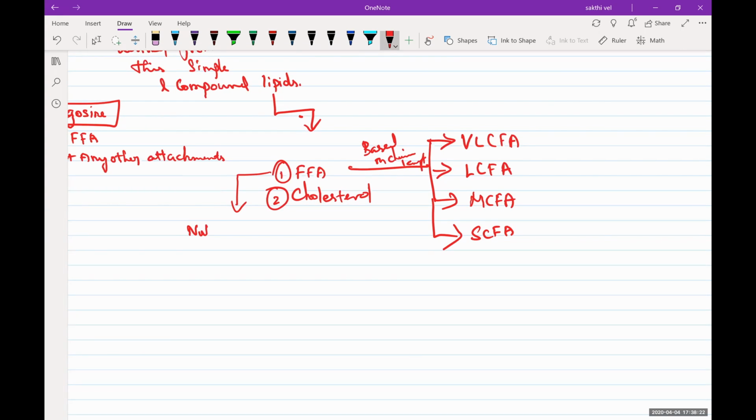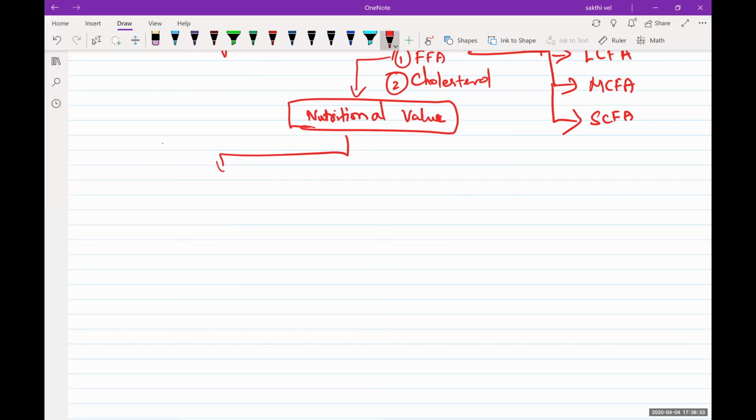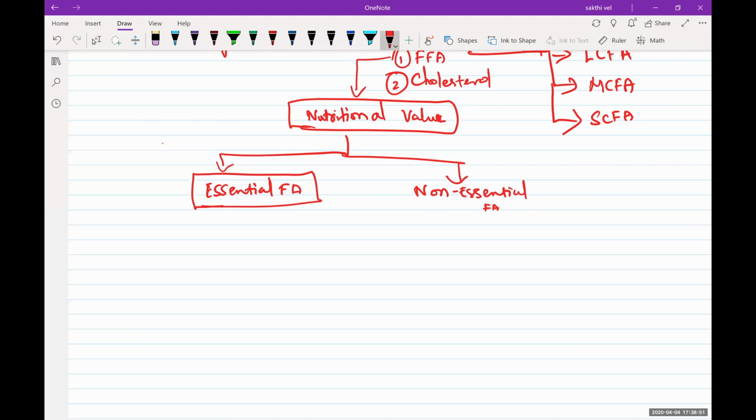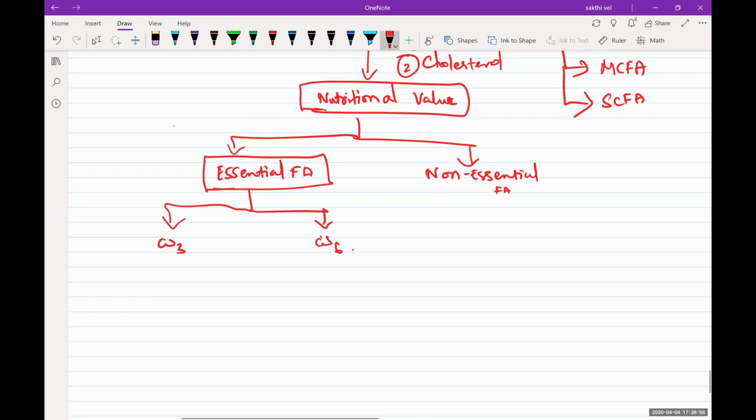Your free fatty acids are again classified based upon the nutritional value. They are classified into 2 types: one is essential fatty acid and the other is non-essential fatty acid. In the essential fatty acids, we have 2 types: one is your omega-3 fatty acid, another is your omega-6 fatty acid.